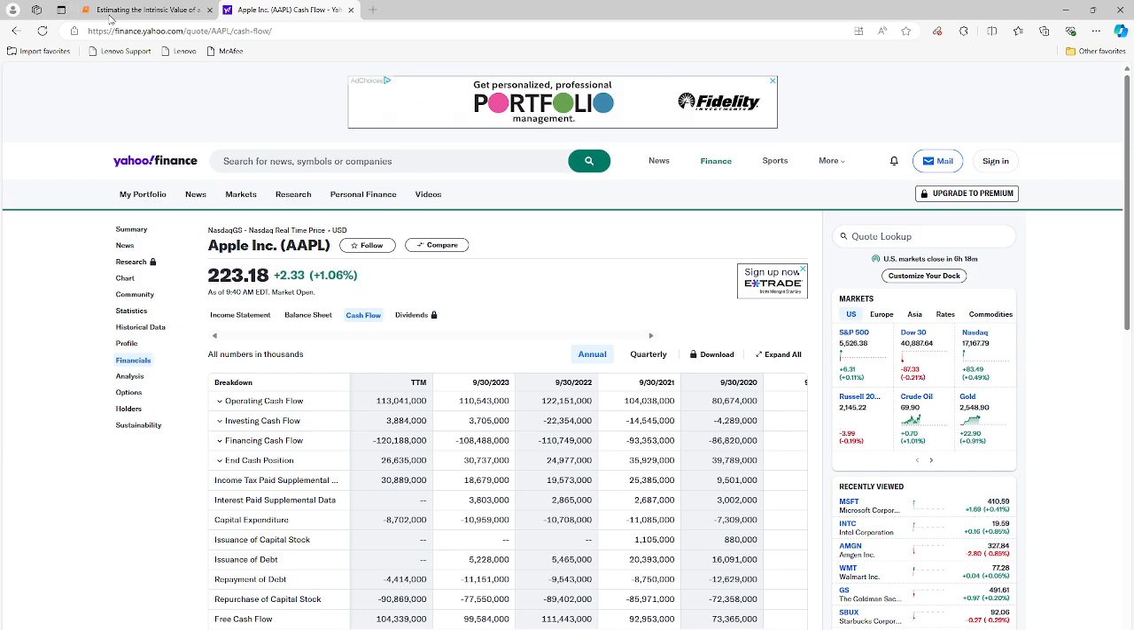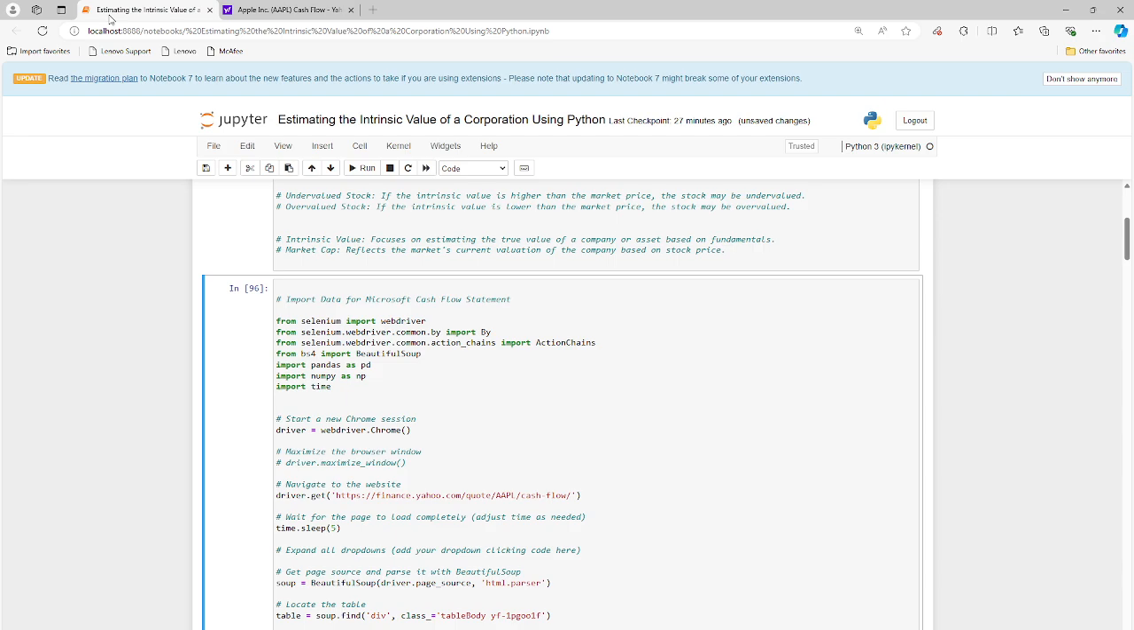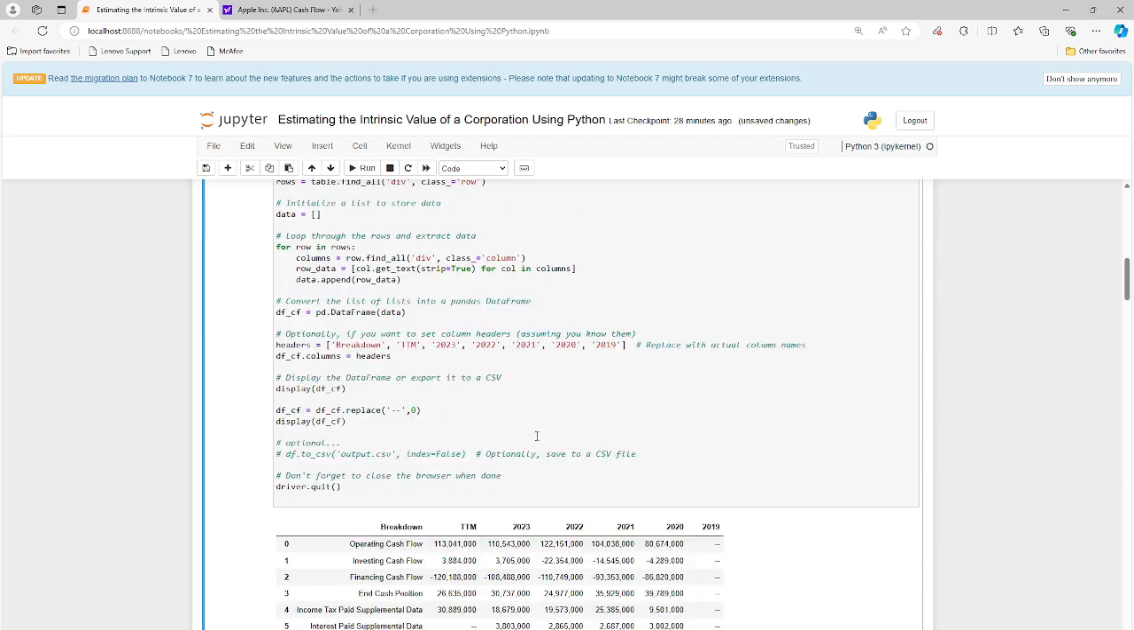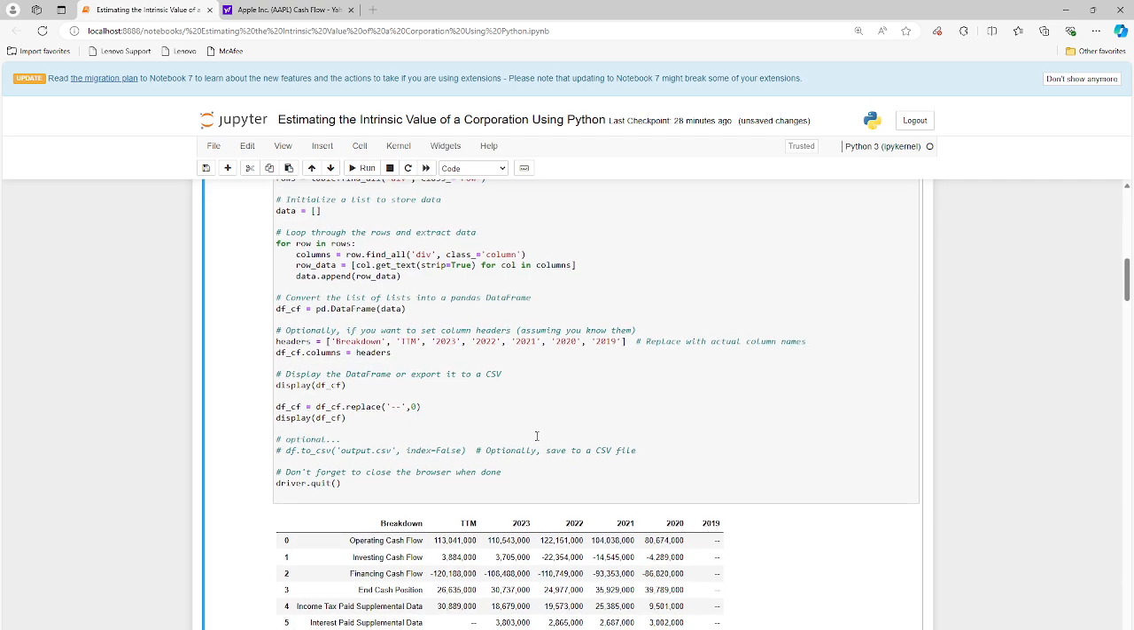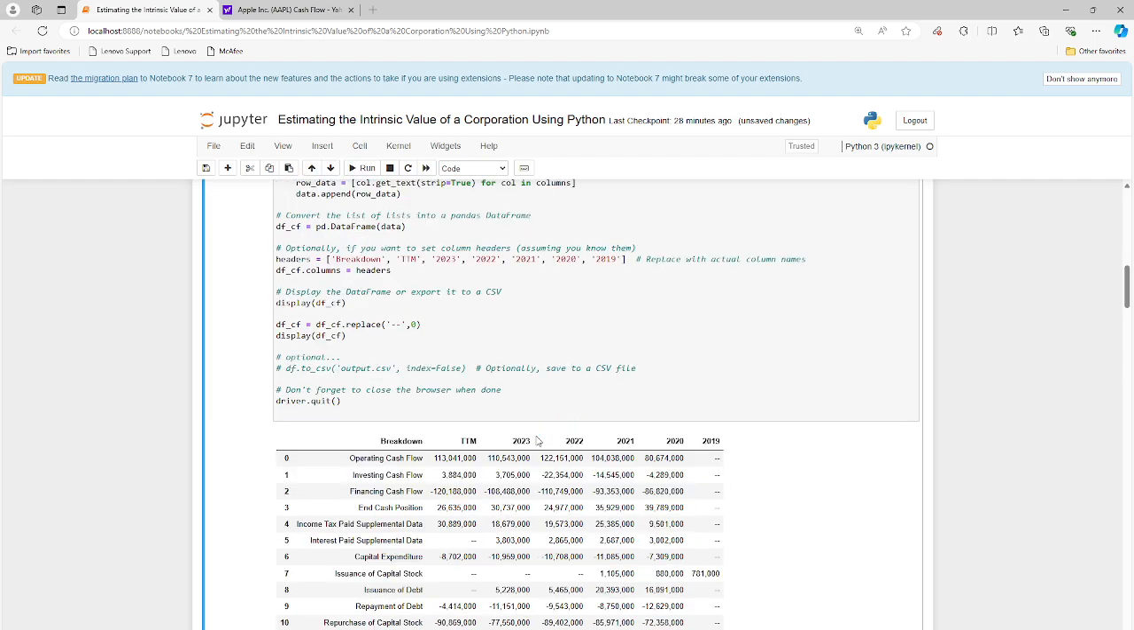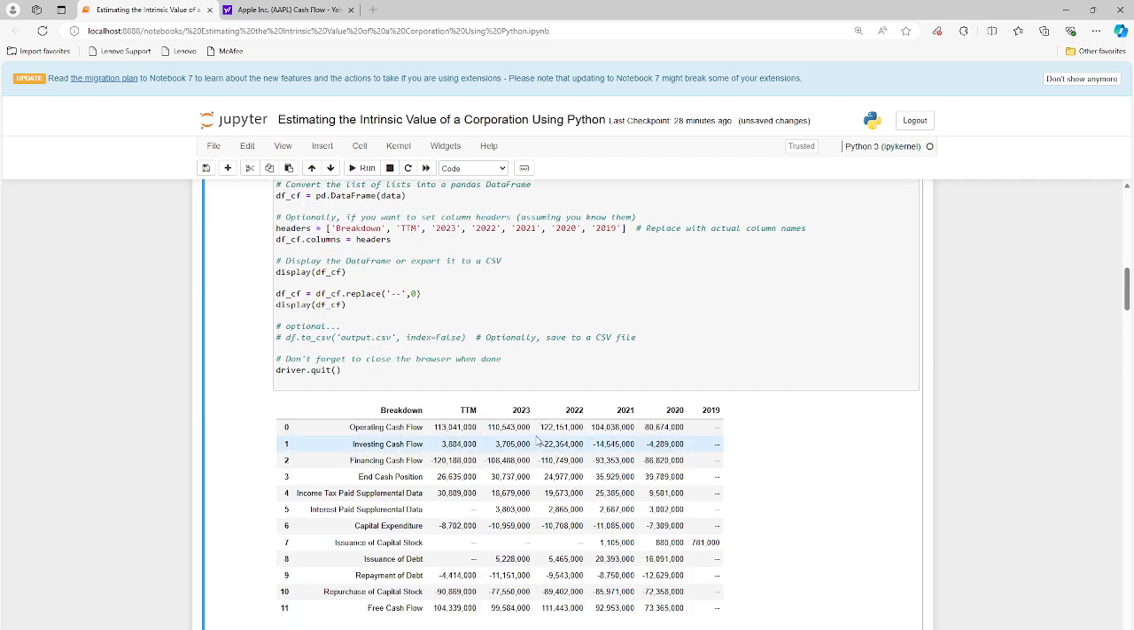All right. And then we go back here, scroll down just a bit, and we should see those numbers exactly the same. 113 for operating cash flow. All right, so that lines up nicely, and 104. So we have what we need. Pretty fast, pretty efficient. The code does a whole lift for us.